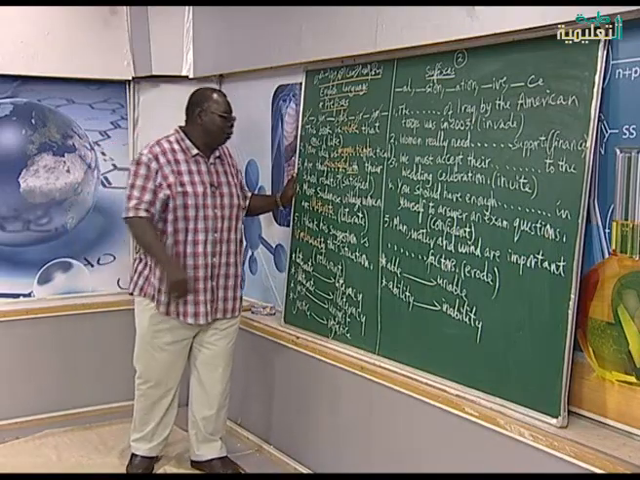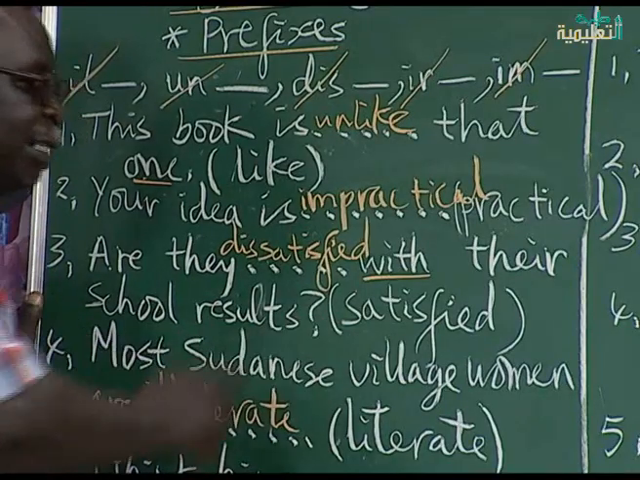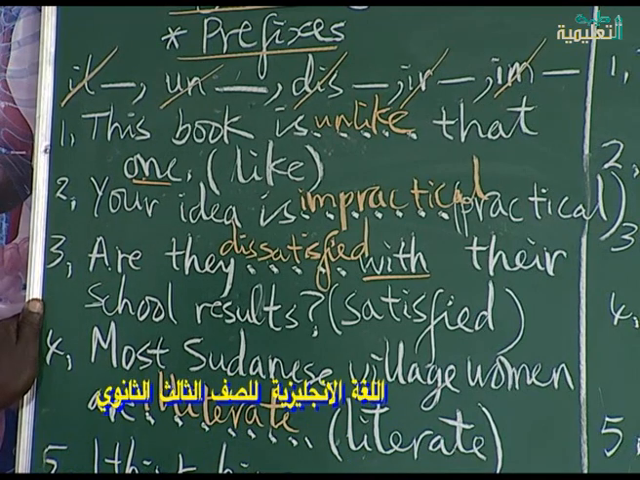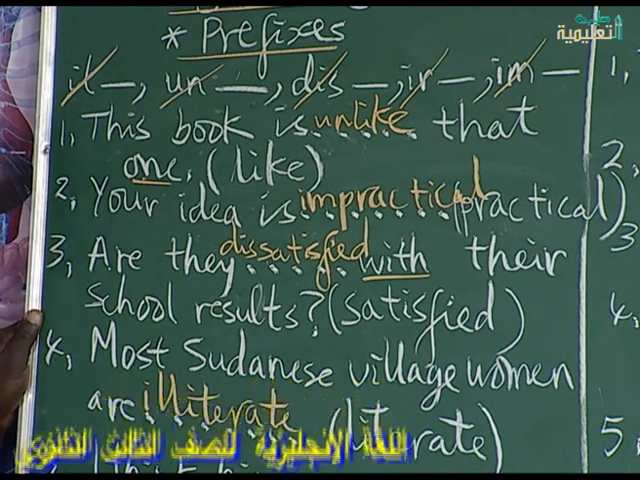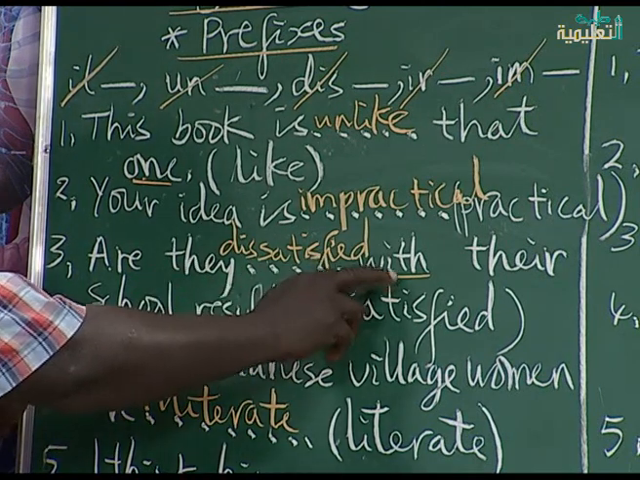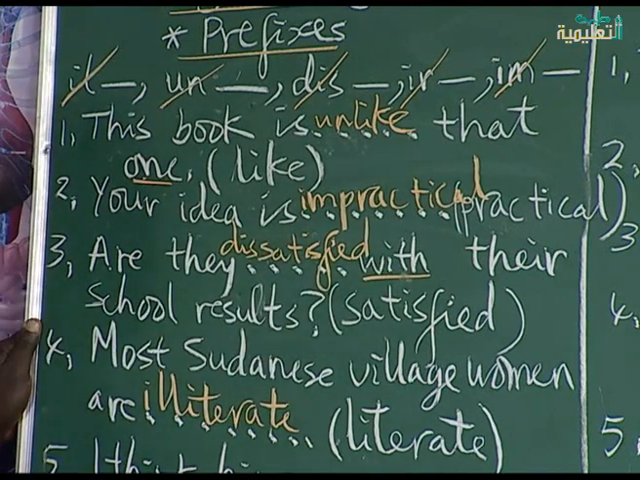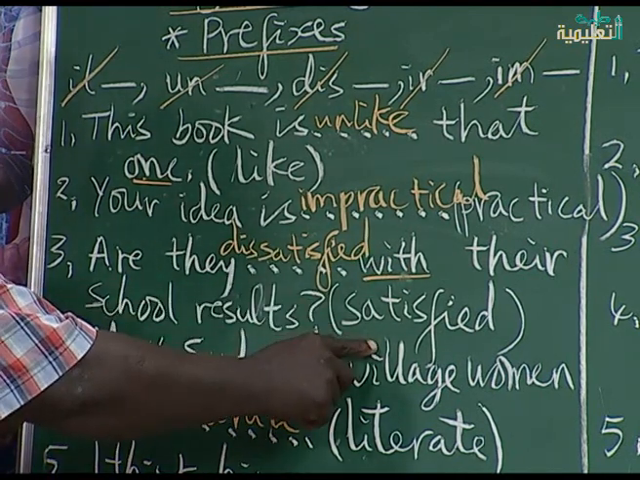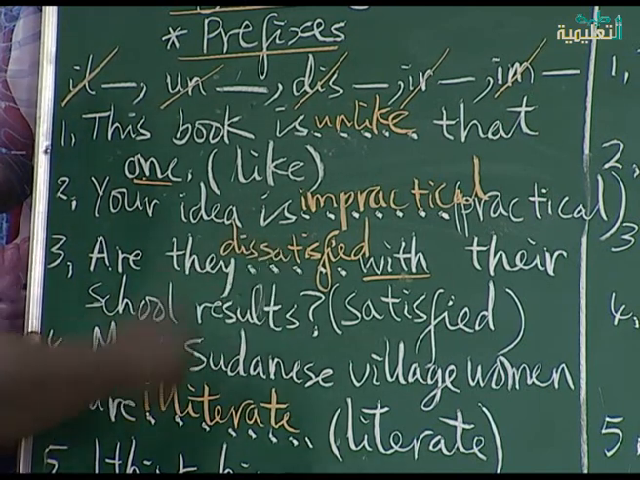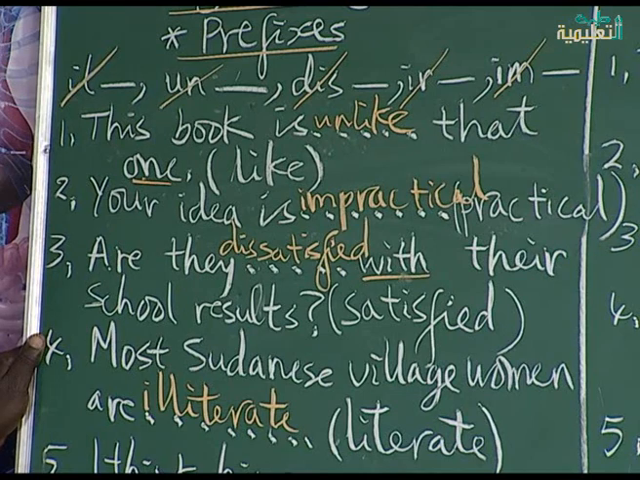Are they dash with their school results? We have satisfied, مقتنع. Yes, I say to you, you must be satisfied with your situation. يجب أن تكون مقتنع بالحالة التي أنت فيها. Yes, here satisfied followed by the preposition with. Yes, satisfied has two options, خيارين اثنين. Either to have the prefix an, un, or to have the prefix dis, dis. In this case, an is already used, so it is going to be dissatisfied. Dissatisfied. Are they dissatisfied with their school results?